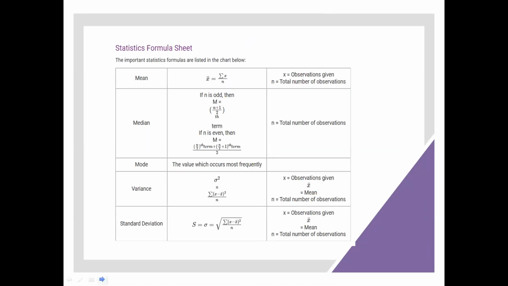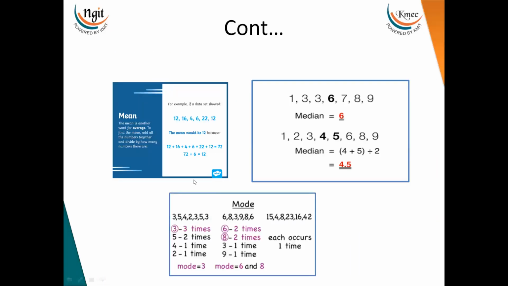Now we are going to discuss in this lecture the different statistics formulas which we generally use most of the time in maths as well as in machine learning. So what are the different formulas we have here? We'll discuss mean, median, mode, variance, and standard deviation one by one. These are the formulas for these statistics measures. One by one, we'll discuss all these measures with the help of examples. Now we'll start with the mean.